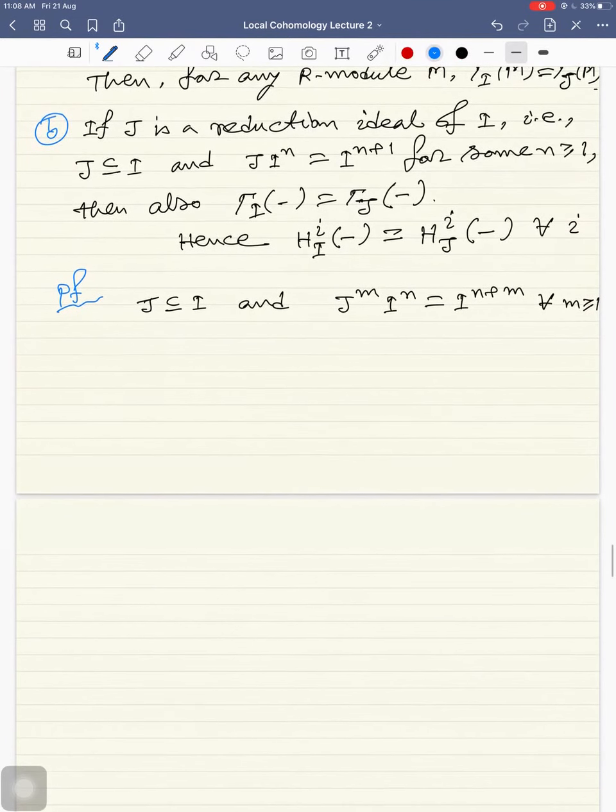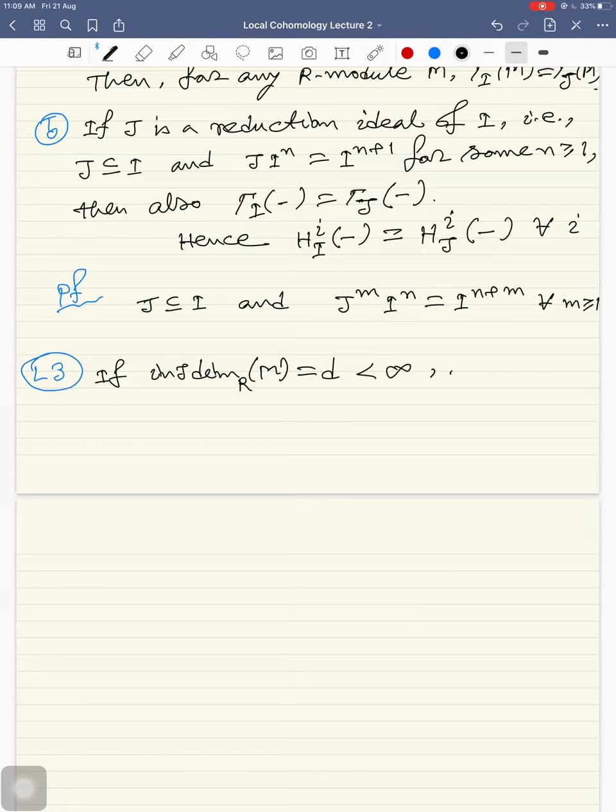Now, another property of local cohomology says that if the injective dimension of M as an R module is D, let us say something finite, then the ith local cohomology module of M with respect to any ideal I is 0 for all i greater than D. Again, the proof just follows from the definition.